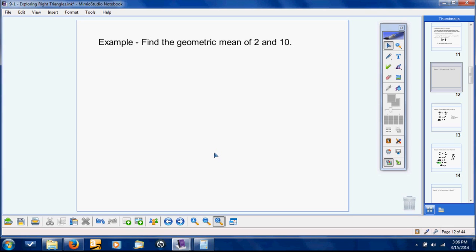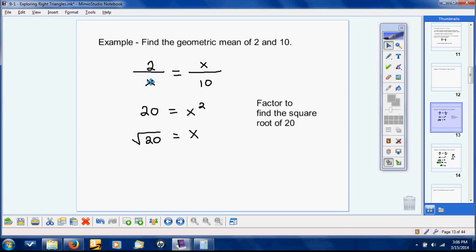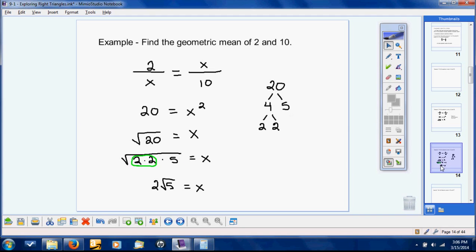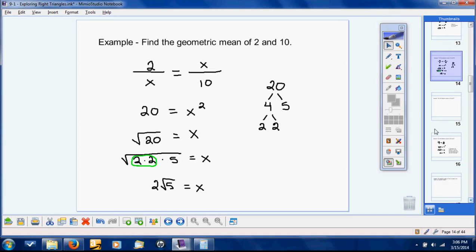Backtracking just a little bit to what we did yesterday, finding the geometric mean of 2 and 10. If you recall, that's different than just finding an average. It's finding the geometric mean, and the geometric mean is the parts of the proportion that are equal. X and X, those are geometric means, and the other two numbers go in the other places. Recall that you cross multiplied to solve that, and then you needed to factor the 20 so that you could find the root. I know that we went over this more carefully yesterday, and this is just a quick reminder. So the geometric mean of 2 and 10 is actually 2 times the square root of 5.